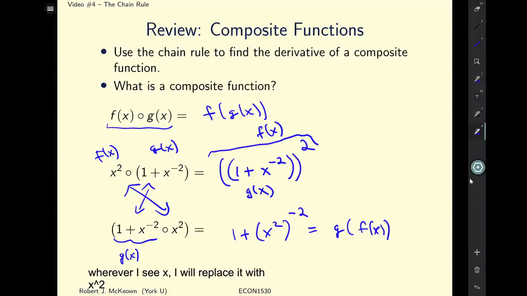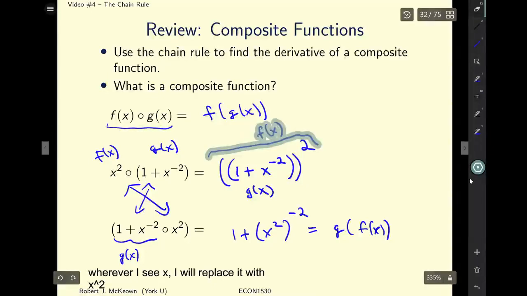So that's a little review. And you can see that they're quite different functions, right? If I get rid of some of this, you can see that they're quite different.